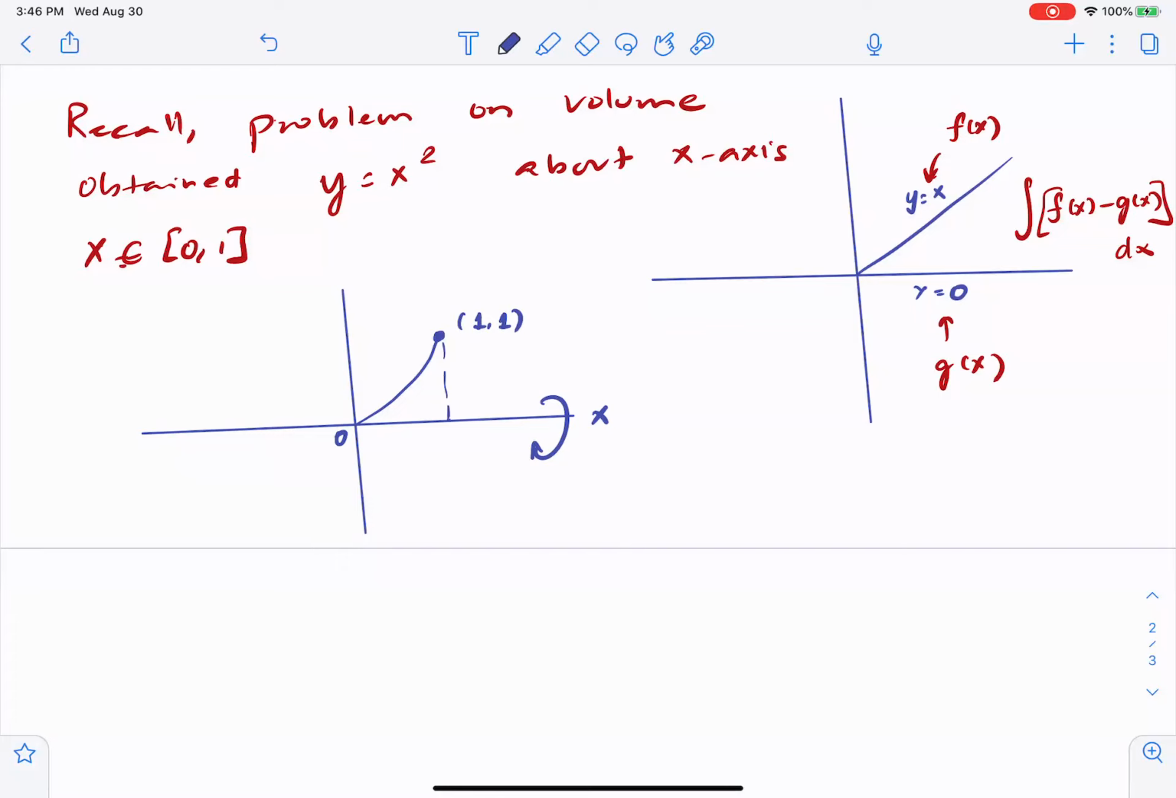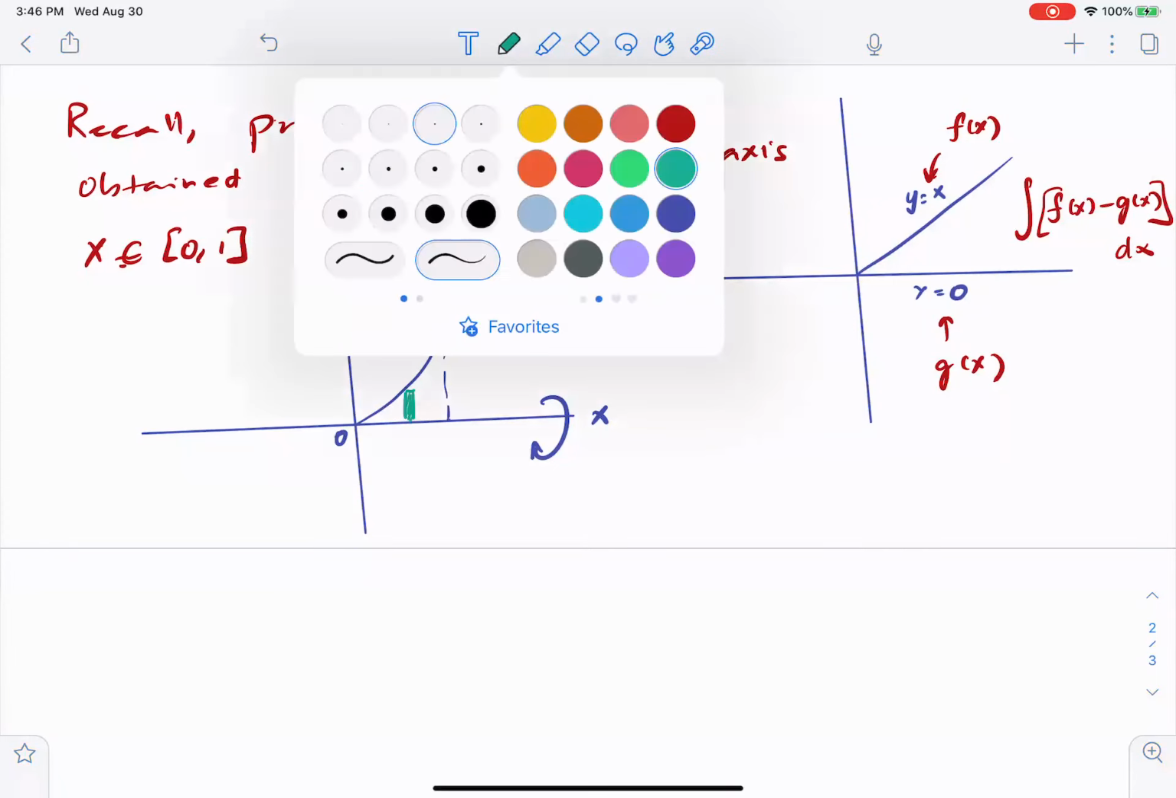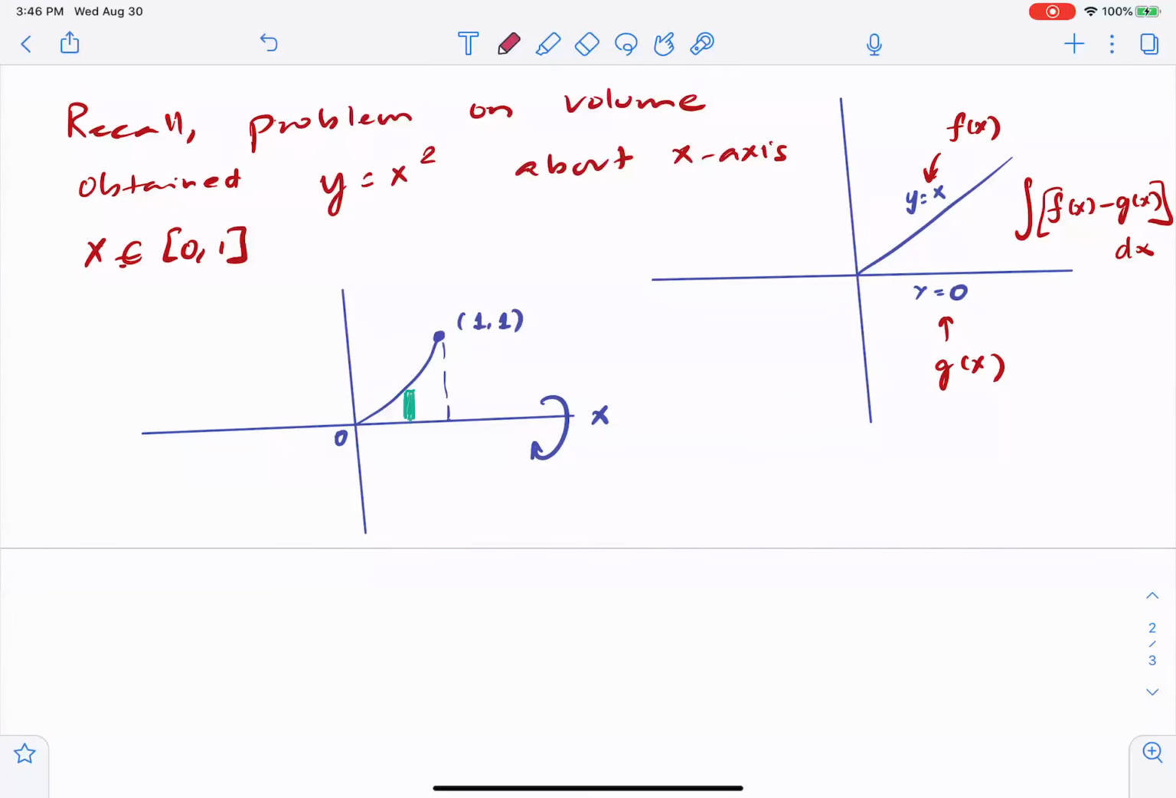Very good, Jaden. It has to be vertical. Boom. Great. And we revolved it about the x-axis. Well, someone asked you, where is the enclosed area? The enclosed area is right here.